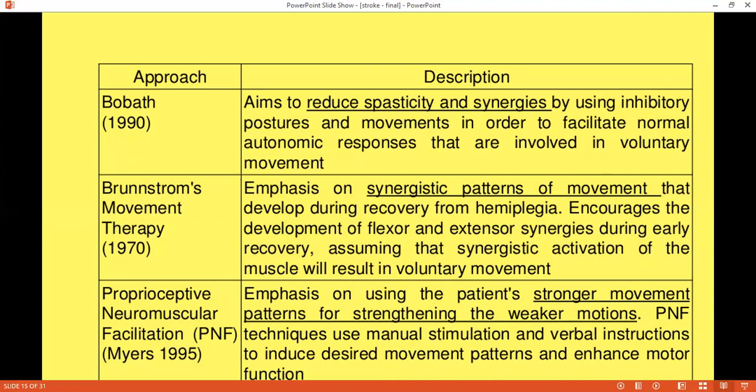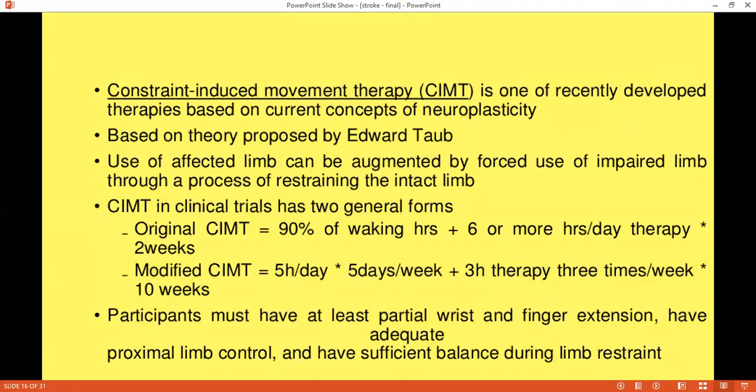PNF techniques are manual stimulation and verbal instruction to induce the desired movement pattern and enhance motor function. Another technique, which we call CIMT, is one of the most recently developed skill-based techniques, especially working for neuroplasticity. Based on the theory proposed by Edward Taub, use of the affected limb can be augmented by forced use, by the process of restraining the intact limb.